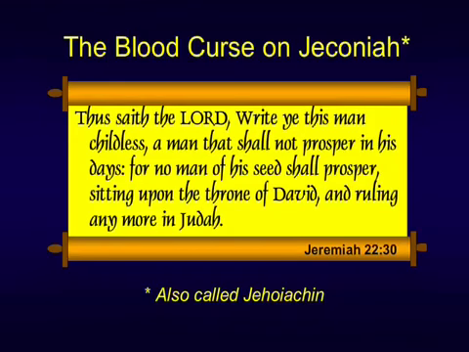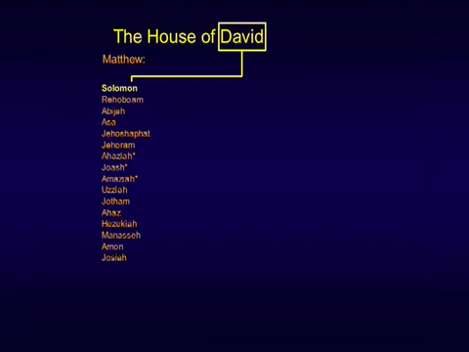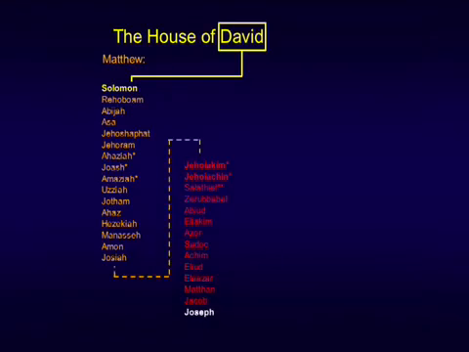The blood curse in Jeconiah, a key thing, that God pronounces a blood curse on the descendants from Jeconiah, which of course creates a problem because that's also where the Messiah has to come from, that line. And yet that line carries a blood curse. And the way this gets resolved, of course, is that Matthew takes his genealogy through the first surviving son of Bathsheba, Solomon, and down to the legal father of Jesus Christ, Joseph.